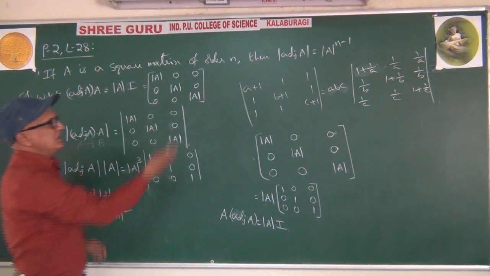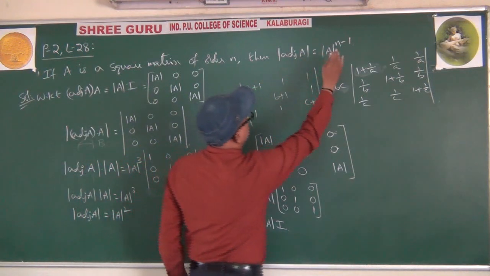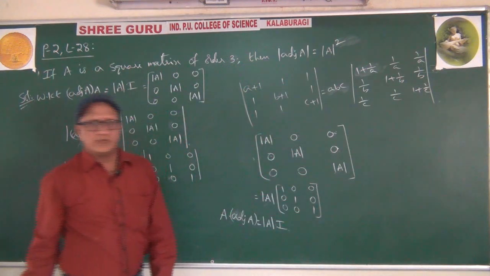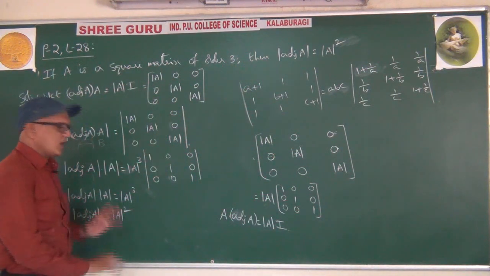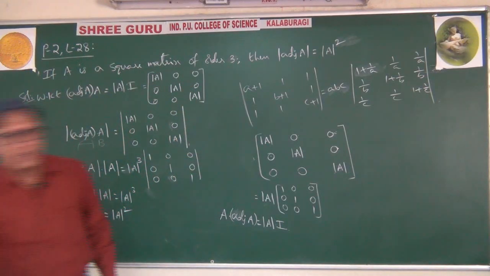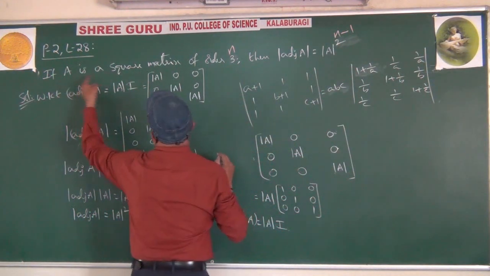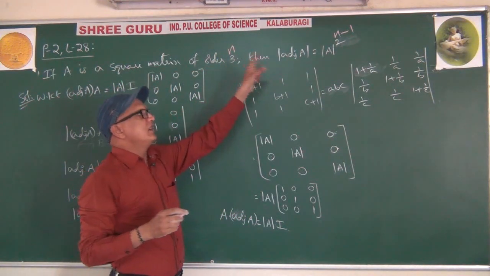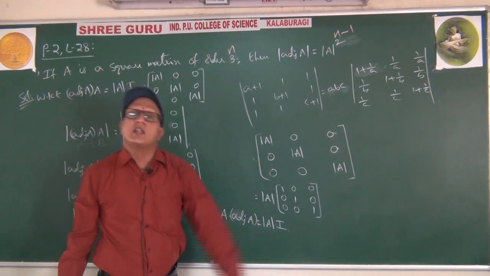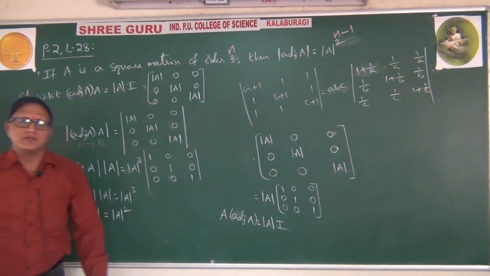Actually, here the remark is, in general, I am going to change like this. In general, we can write like that. If A is a square matrix of order n, then determinant of adjoint A equals det A power n minus 1. We can write like that in general. The particular case means this is the thing, right?